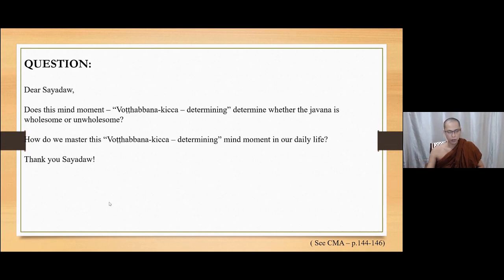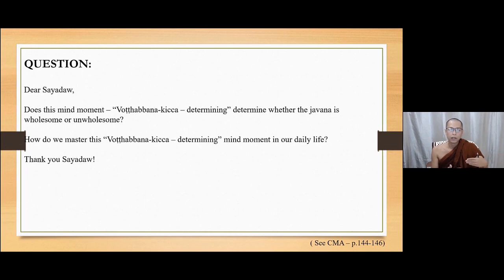Okay, the moment that arises, the determining moment, is the mind-door adverting consciousness, performing the function of determining, Votthabbana Kicca. That consciousness cannot determine the Javana. It can determine the object, the object as its nature. When it arises in the mind-door process, it is called mind-door adverting. When it arises in the five-door process, it is called determining. So it is just a difference of function, and the doings are very similar.